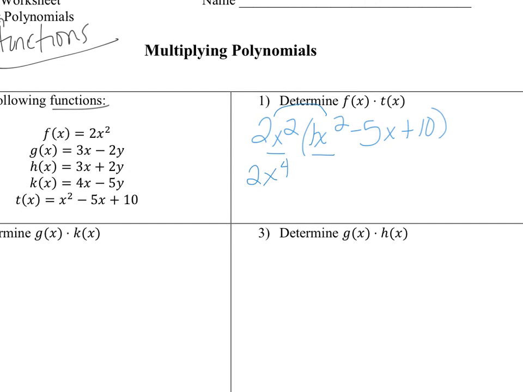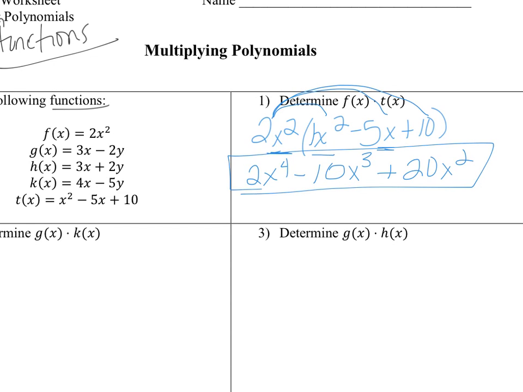And then you do the same thing with the next one. 2x squared times a negative 5x. So multiply the coefficients, that's negative 10. And then you multiply x squared times x. Add the exponents. There's 2 x's here, there's 1 here, so we have 3 altogether when we multiply them. And then you take 2x squared and multiply it by 10, and you're left with 20x squared. Okay, that's it. There are no like terms here, so you're done.